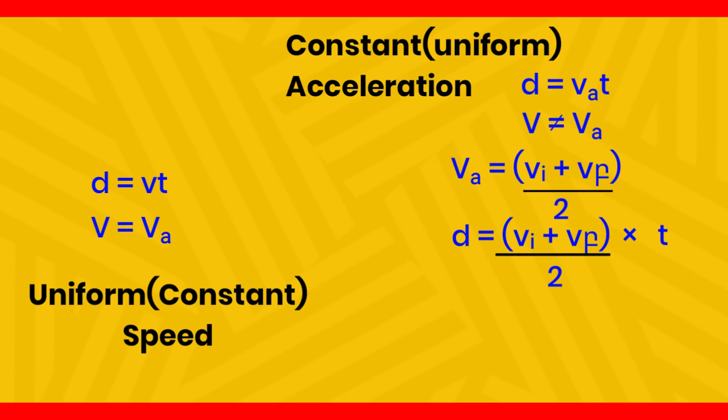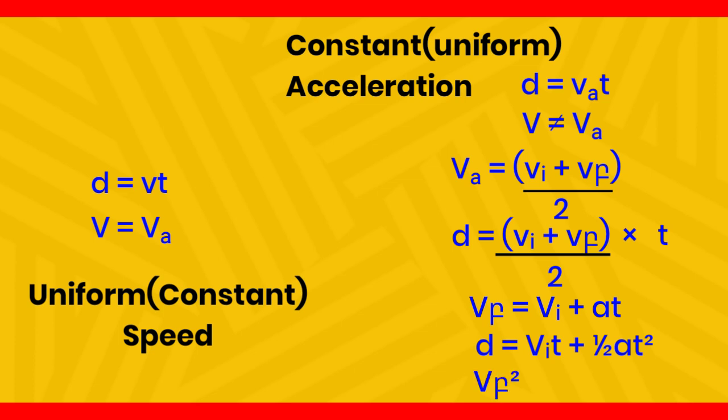From the definition of acceleration, we know that acceleration is equal to change in velocity over time. If we make v final the subject of the formula, then v final equals v initial plus at. Another equation is d equals v initial t plus 1 over 2 at squared, half at squared. And finally, we have v final squared equals v initial squared plus 2ad.